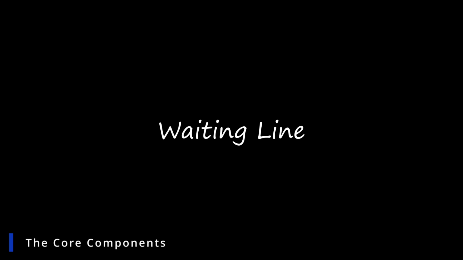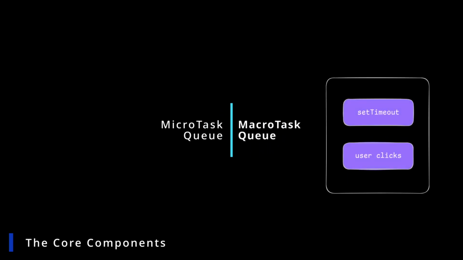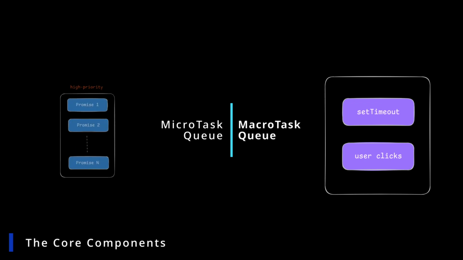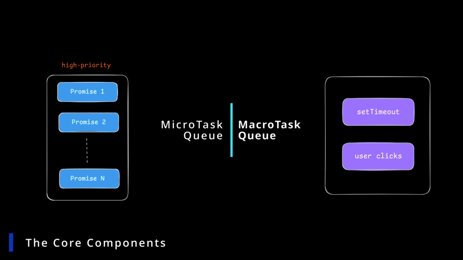There are two main lines: the Macrotask Queue for things like setTimeout and user clicks, and the high-priority Microtask Queue, mainly for promise callbacks. The event loop gives higher priority to the Microtask Queue.